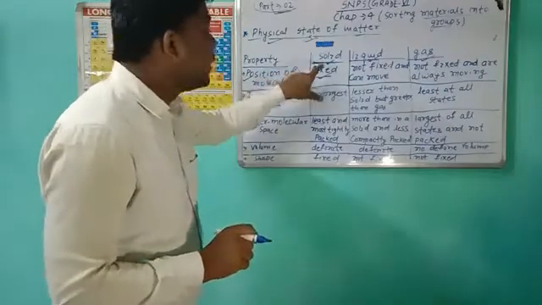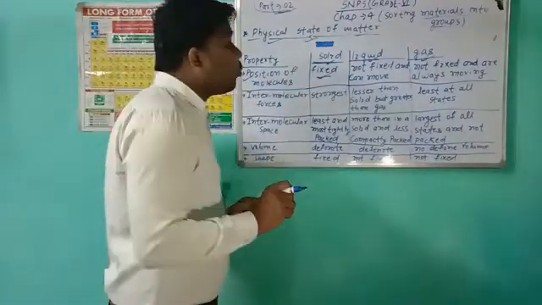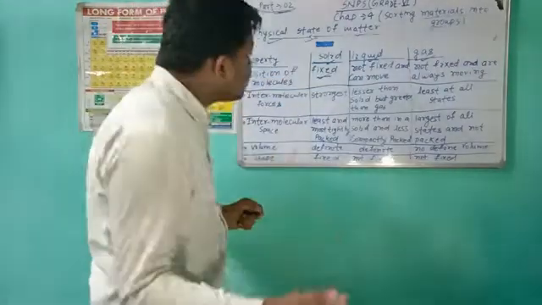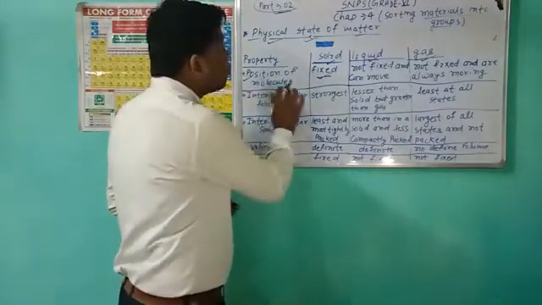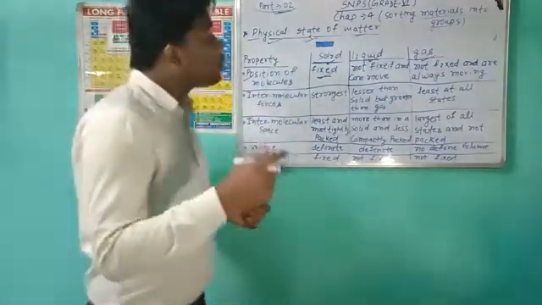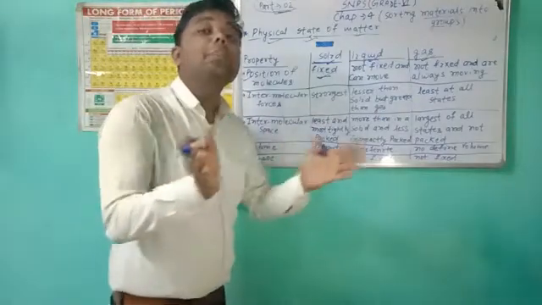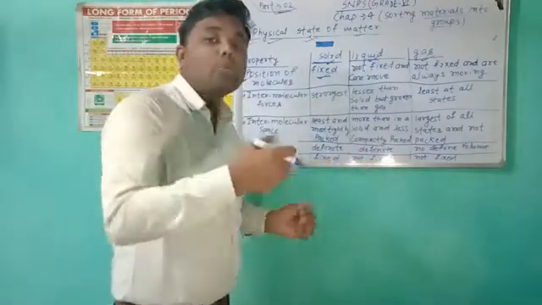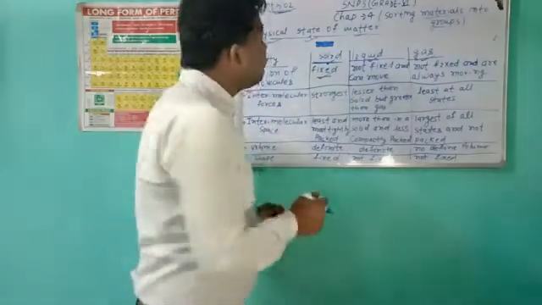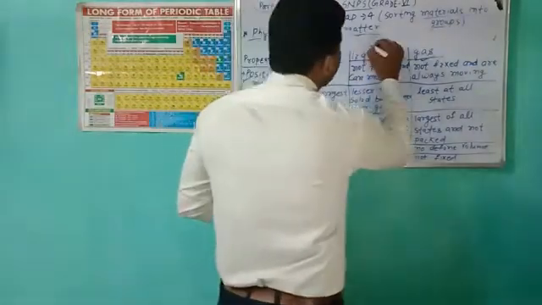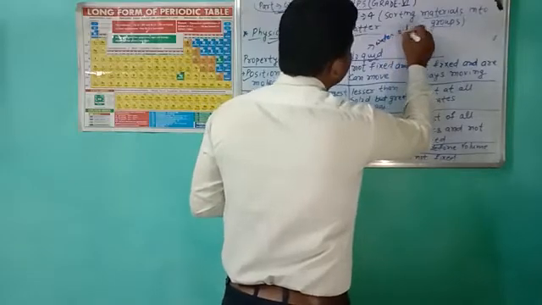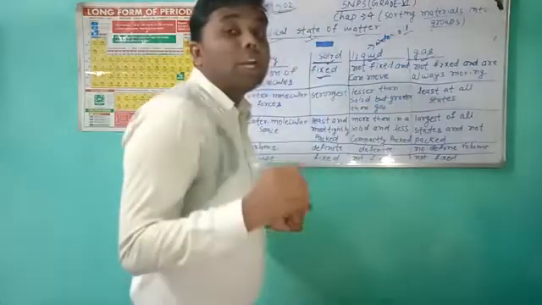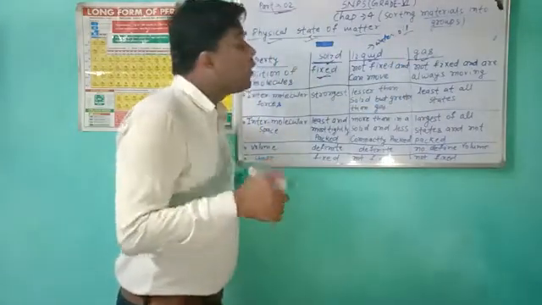This is the solid. And what about the liquids? The position of the molecules in a liquid is not fixed, but can move from one place to another. Examples are water and oil. These are the examples of liquids.